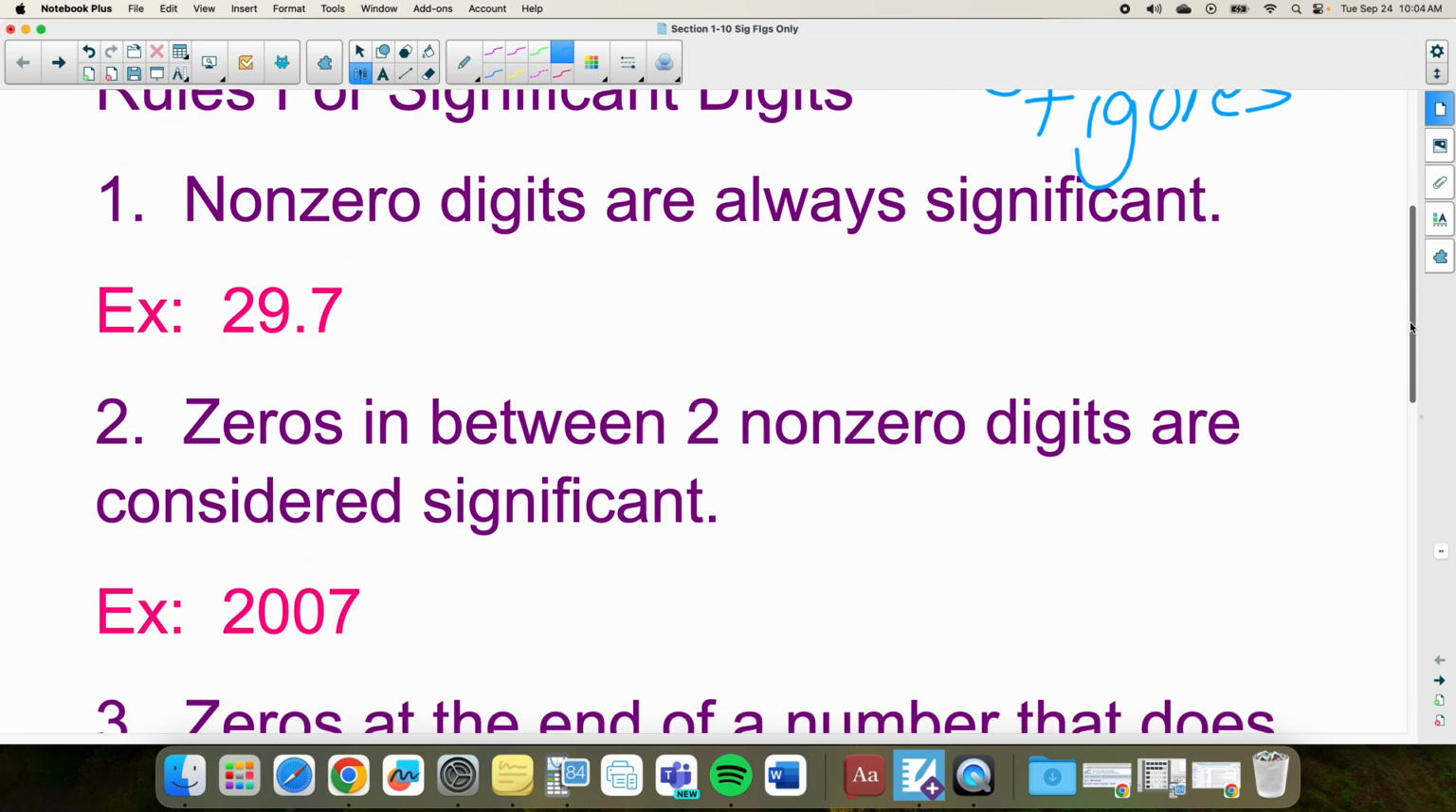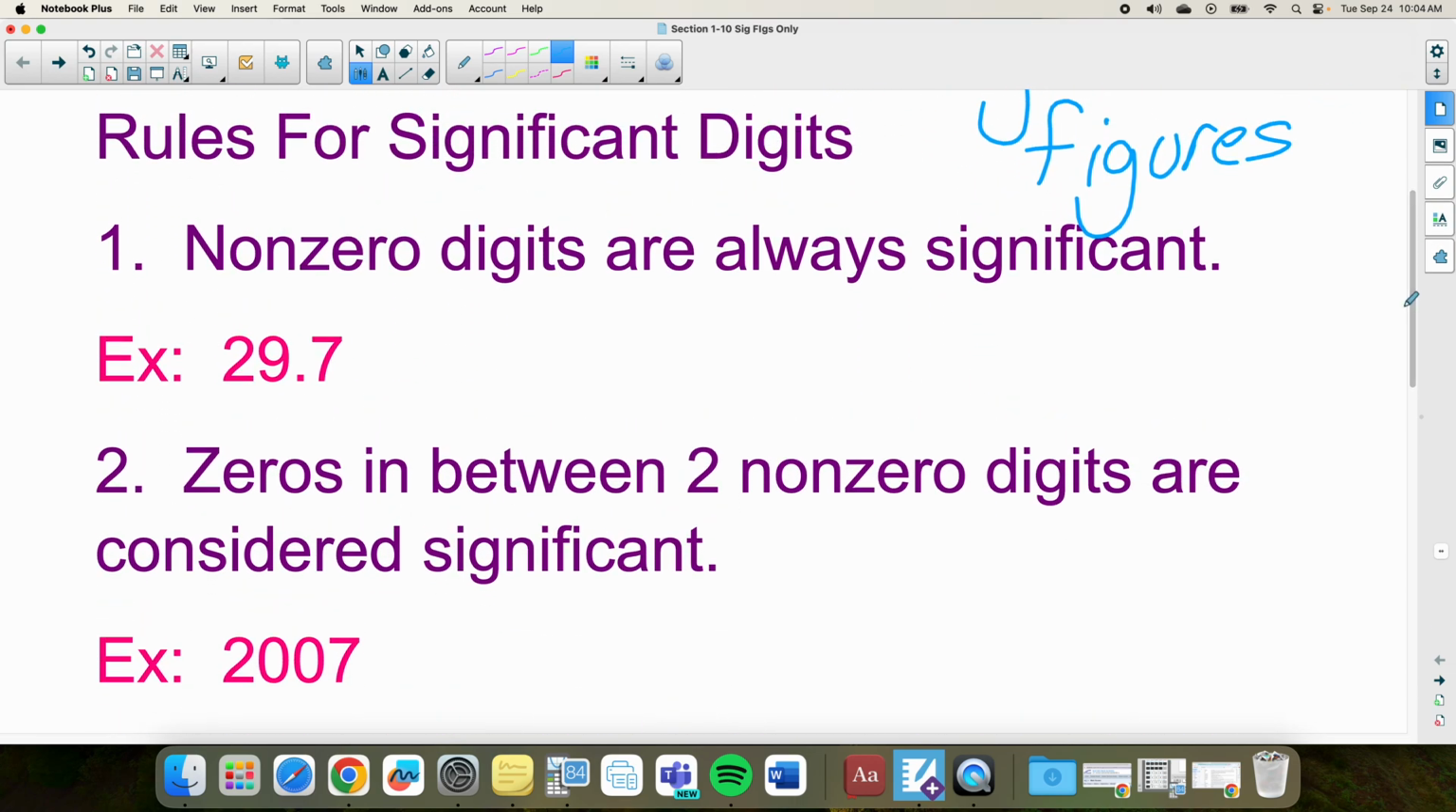All right, so the first rule for telling if a number is significant or not is that any digit that is not 0 is considered significant. So the only one you ever have to worry about is if you have a 0. So if I look here, all 3 of these are non-zero digits and all of them are significant, so your answer would just be 3. Any digit that's not 0 is automatically significant, okay?